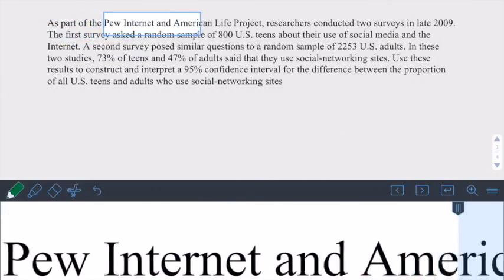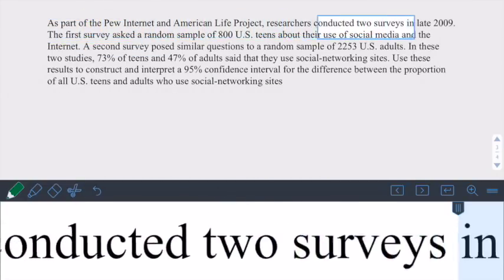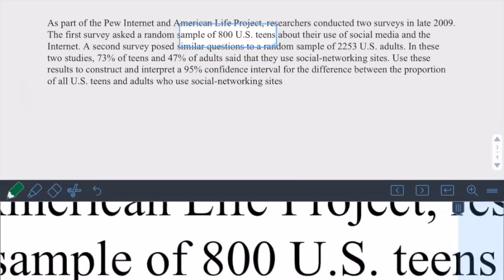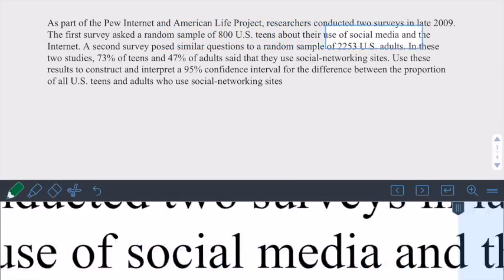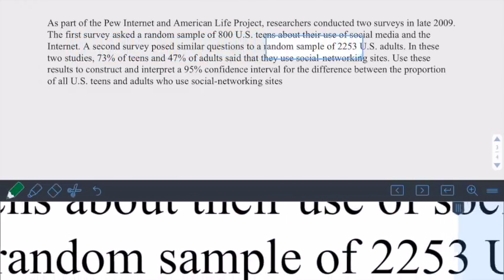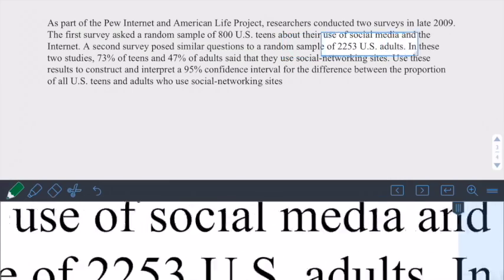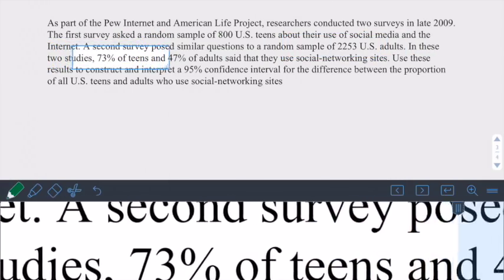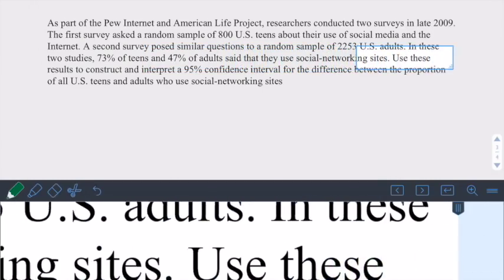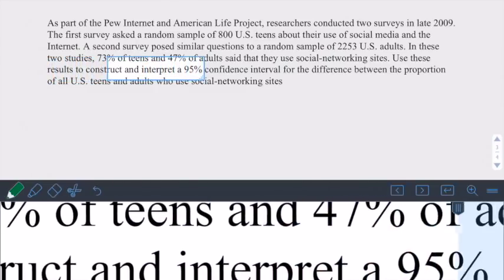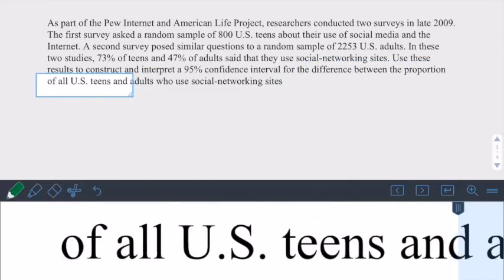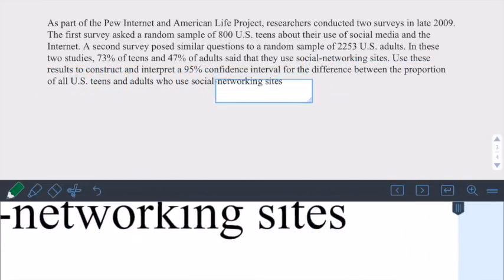So as part of the Pew Internet American Life Project, researchers conducted 2 surveys in late 2009. The first survey asked a random sample of 800 U.S. teens about their use of social media and the internet. A second survey posed similar questions to a random sample of 2,253 U.S. adults. In the 2 studies, 73% of teens and 47% of adults said they use social networking sites. Use these results to construct and interpret a 95% confidence interval for the difference between the proportion of all U.S. teens and adults who use social networking sites.